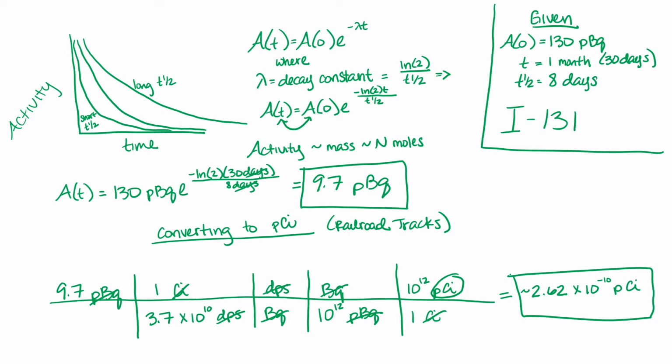This equation could also be rearranged to solve for elapsed time or even the half-life of a radionuclide if you're given an elapsed time and initial and final activity level.